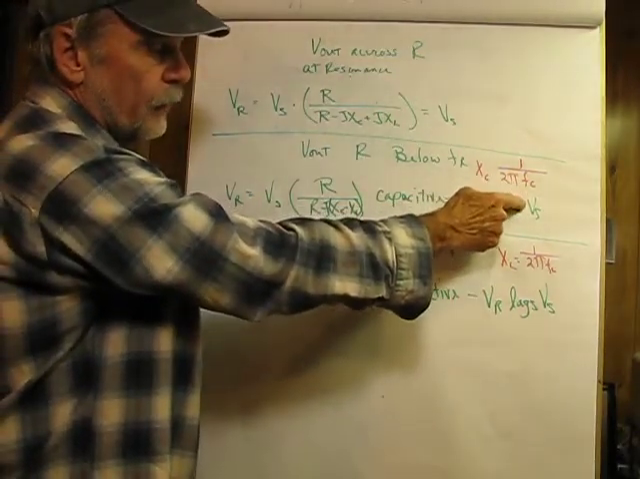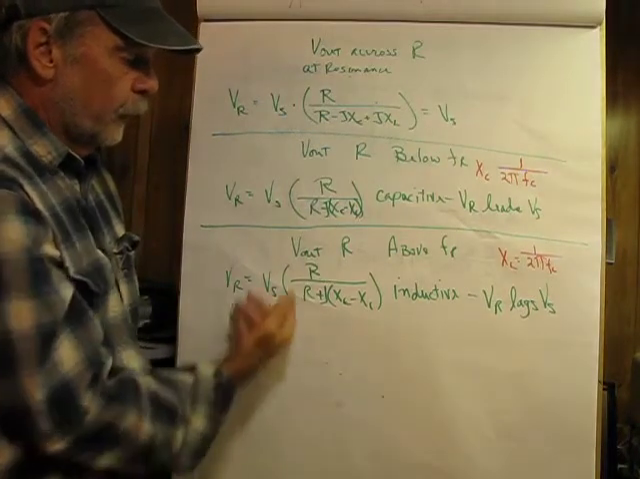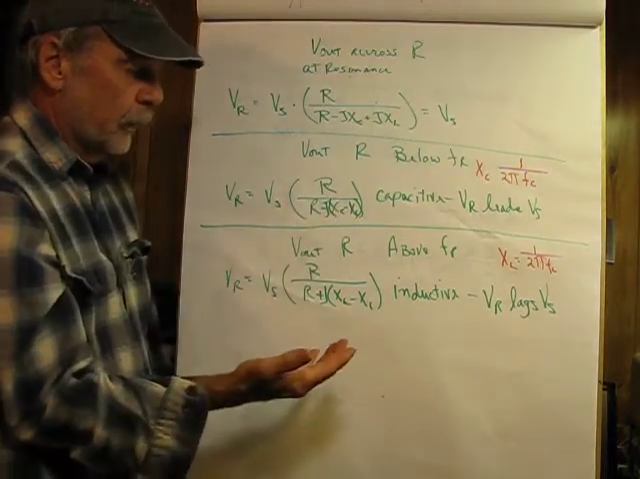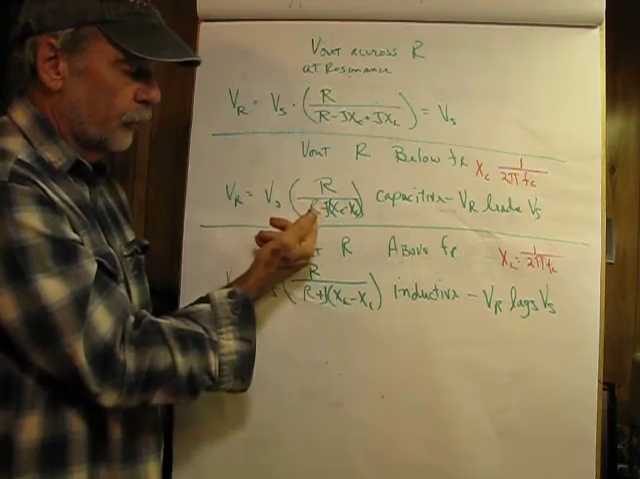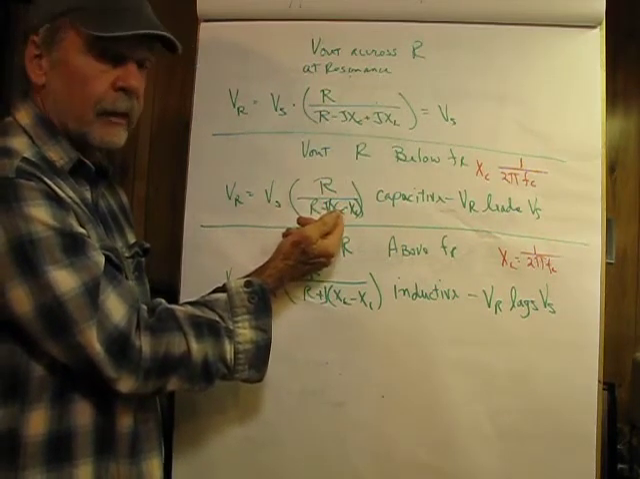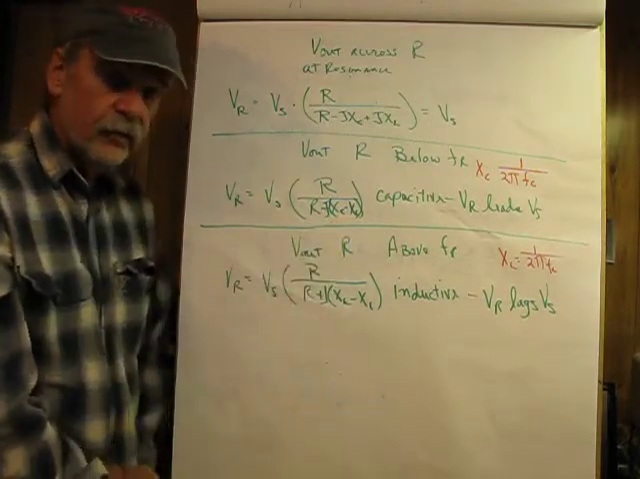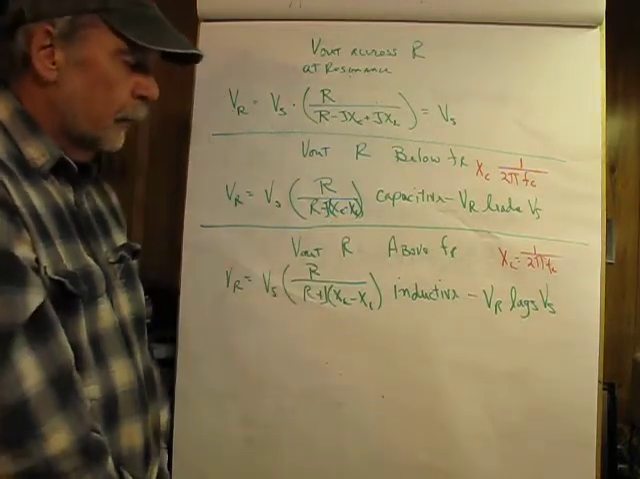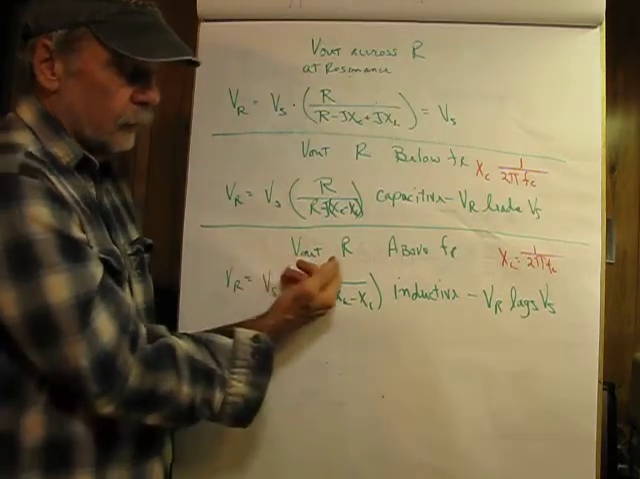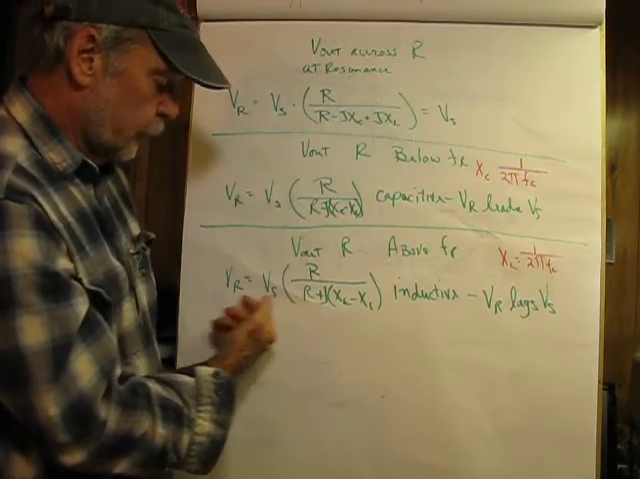As F goes down, X sub C goes up. So what we would end up with here is a voltage divider with a resistive component in the numerator and in the denominator, along with a capacitive component, which would be the difference between X sub C and X sub L. Now V out across R above FR, and this would be the equation for that.